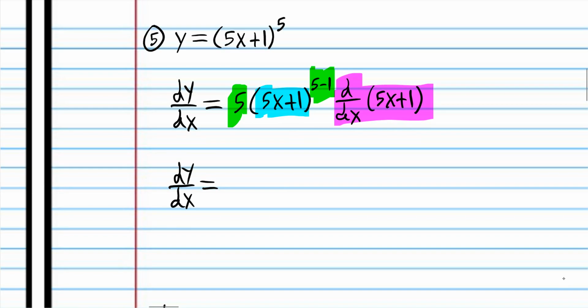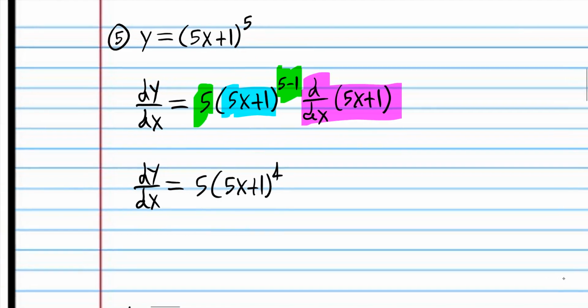It's still confusing, right? A lot of students have trouble with this. So we found the derivative of the outside function, which is 5. The 5 here, and then the 4th power. We use the power rule. We kept the inside function, and then we're going to multiply by the derivative of the inside function, which is 5.